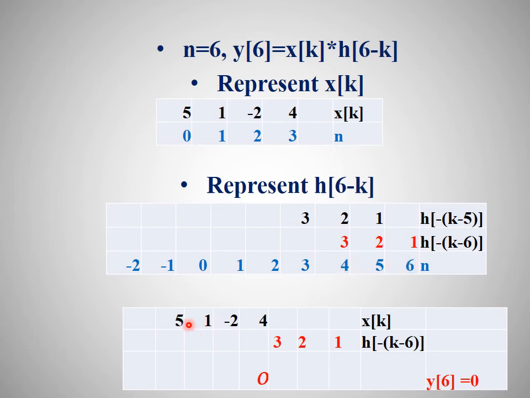So now when we try to multiply, kindly note that x of k ends at n equal to 3 and h of 6 minus k starts at 4, which means there is no overlap. There is a gap between 3 and 4. Hence, the answer is 5, 1, minus 2 and 4 at n equal to 0, 1, 2 and 3. And at 4, 5 and 6 we have our values of h of 6 minus k, which is 3, 2 and 1. Hence, our net answer is 0. Any value beyond n equal to 6 is definitely going to result in the same value 0.